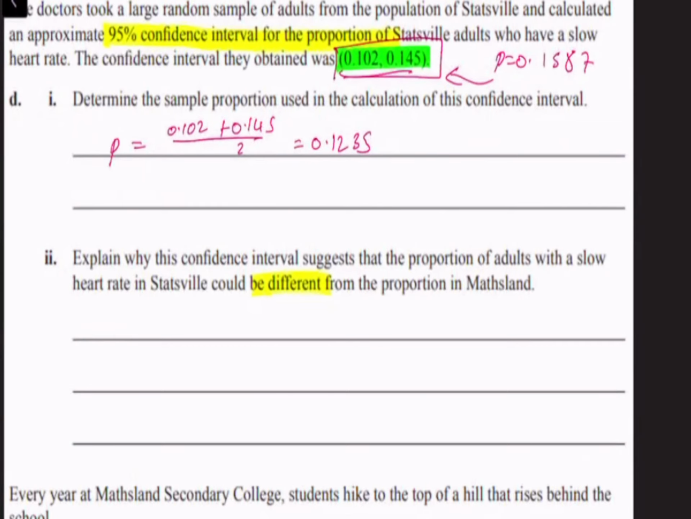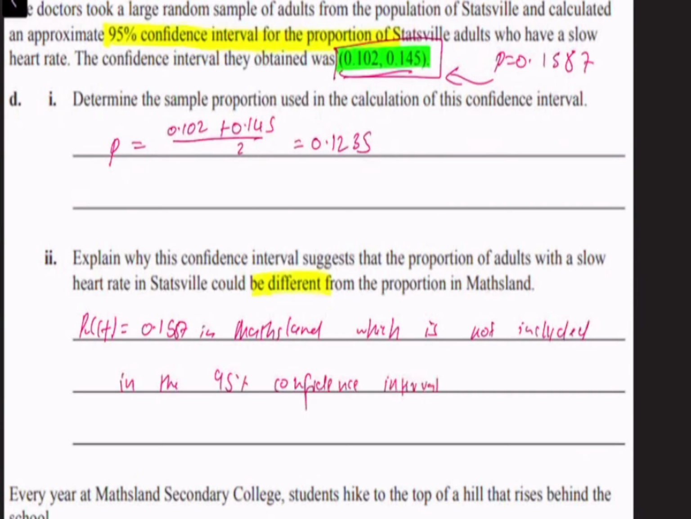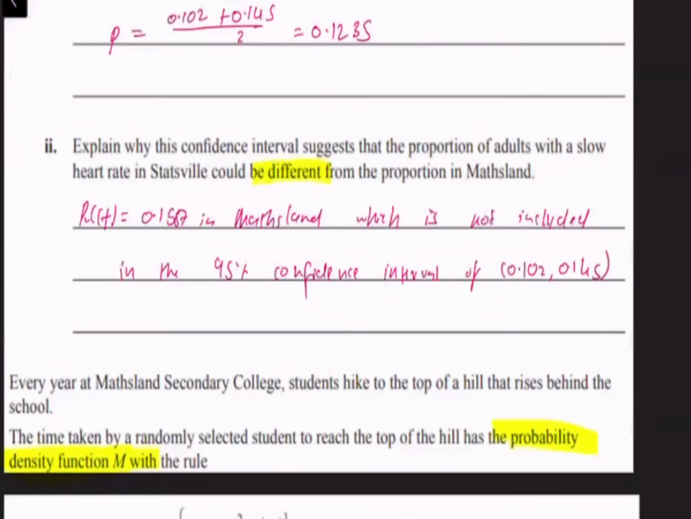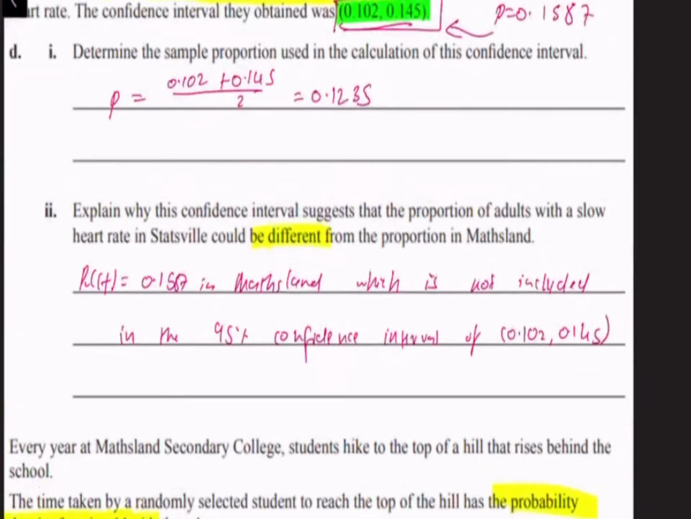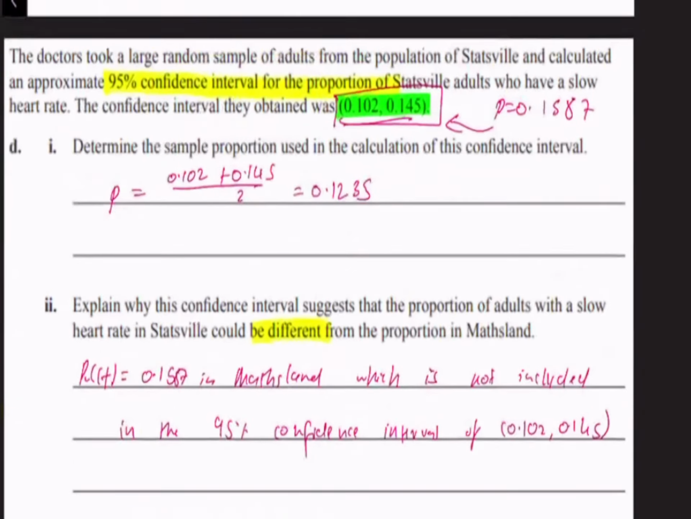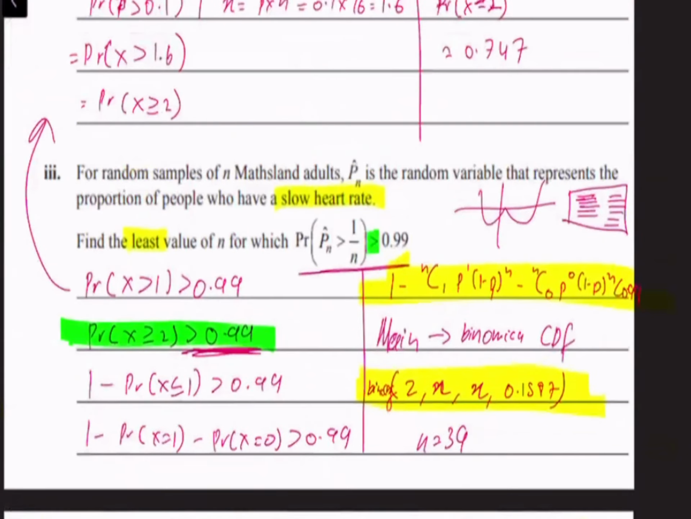So all you have to say is, maybe just write, probability H equals 0.1587 in Mathsland, which is not included in the 95% confidence interval of 0.102 to 0.145. And that's all you have to say. You just have to point out that that value is not actually in the confidence interval. You didn't actually have to get any of these questions right to get that one right, so it's kind of like 3 marks.